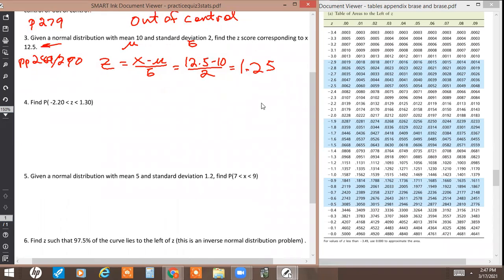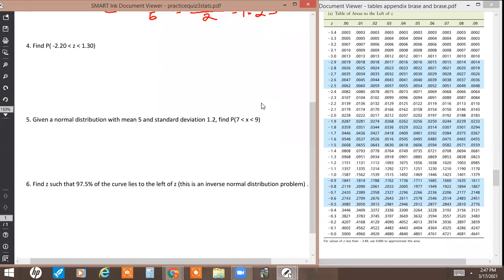Problem number 4. It helps to graph these out on occasion, so take a look here. Here's the z distribution, the mean of which is 0. That means negative 2.20 would be back here somewhere.